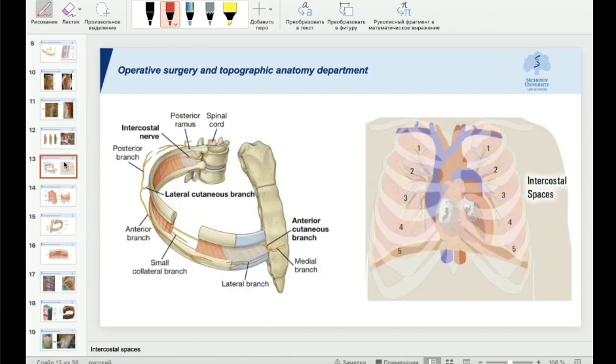Let's go a little bit to the intercostal space again, and this is another presentation and another view of the intercostal space.